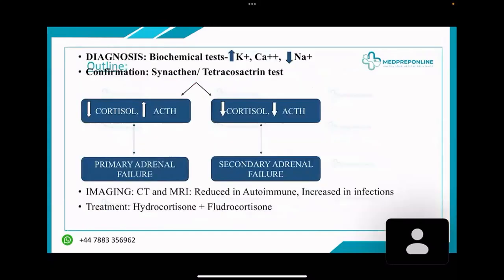Now, diagnosis. Biochemical test will show you increase in serum potassium, there'll be loss as well as increase in serum calcium, and there'll be loss of sodium. Confirmatory is by synactin test or tetrafluorosaccharine test, which we'll see later.